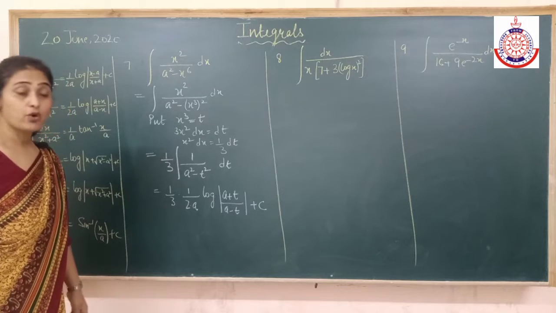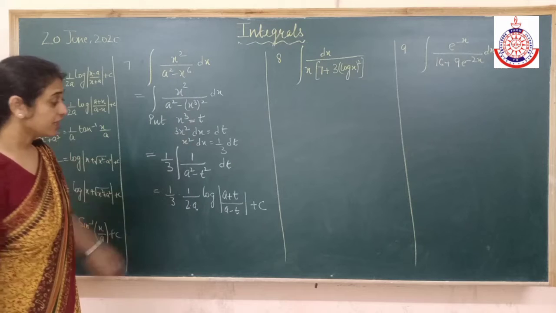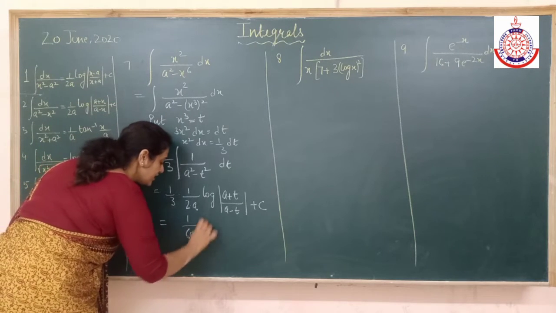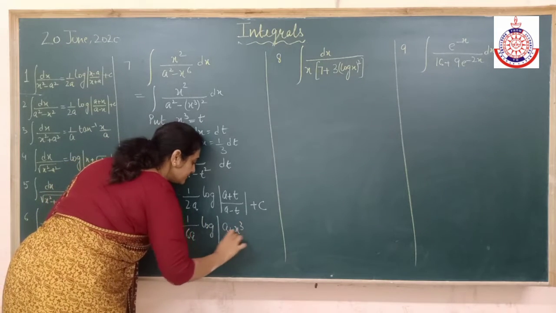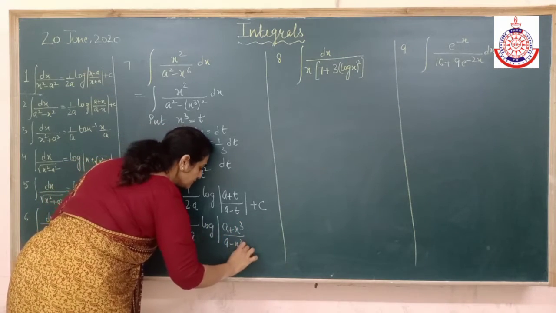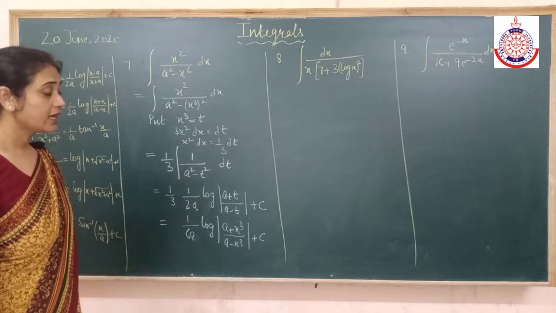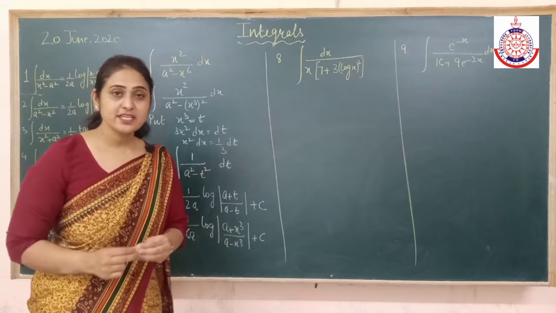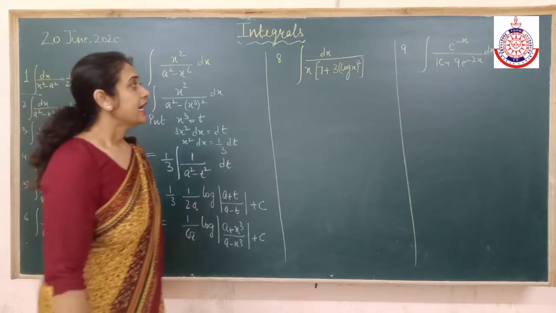a plus x upon a minus x plus c, and then put back the original variable because we can't leave the question in t, because our question never started in t. So I'll put back the value of t, that is x cube. Alright children, clear? So the basic rule, the base for integration is the substitution. That you need to keep in mind children.